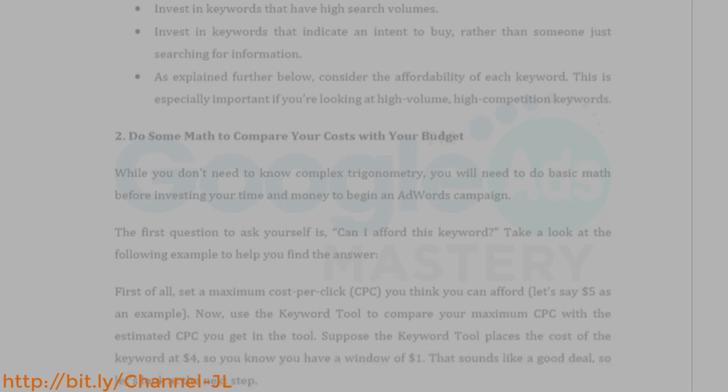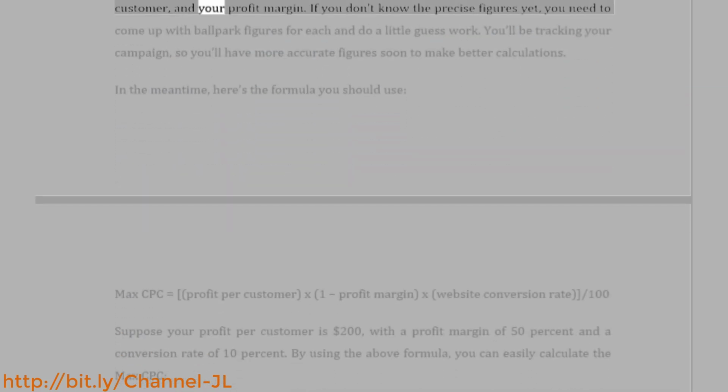Your maximum cost per click depends on the conversion rate of your website, profit per customer, and your profit margin. If you don't know the precise figures yet, you need to come up with ballpark figures for each and do a little guesswork. You'll be tracking your campaign, so you'll have more accurate figures soon to make better calculations. In the meantime, here's the formula you should use. Max CPC equals profit per customer x (1 - profit margin) x website conversion rate / 100.